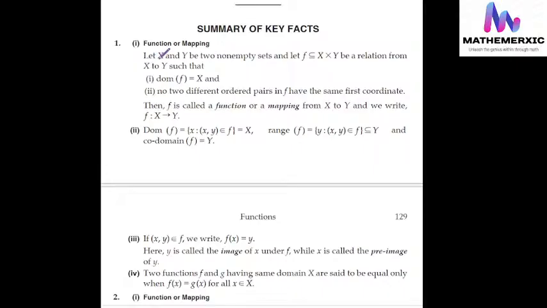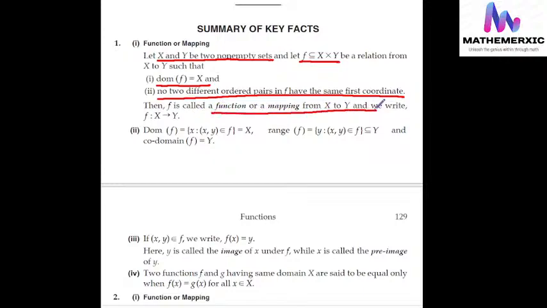So initially we assumed that both are non-empty sets and f is a subset of this product. The domain of function f is X. No two different ordered pairs in f have the same first coordinate. f is called a function or mapping from X to Y, and we write f: X tends to Y.